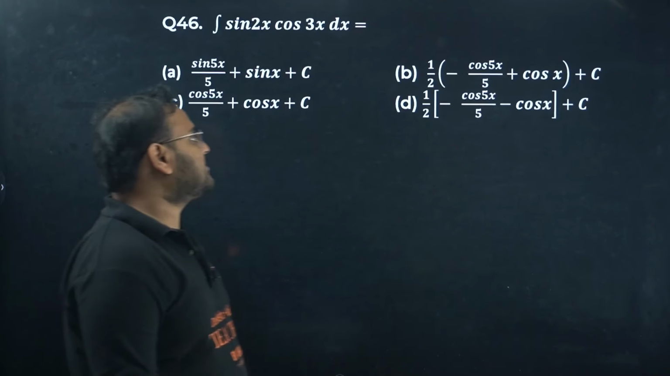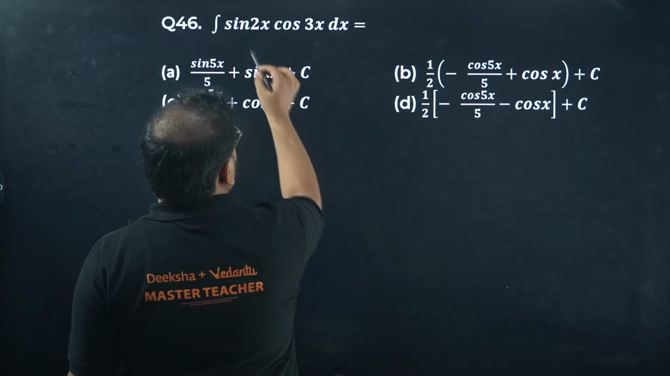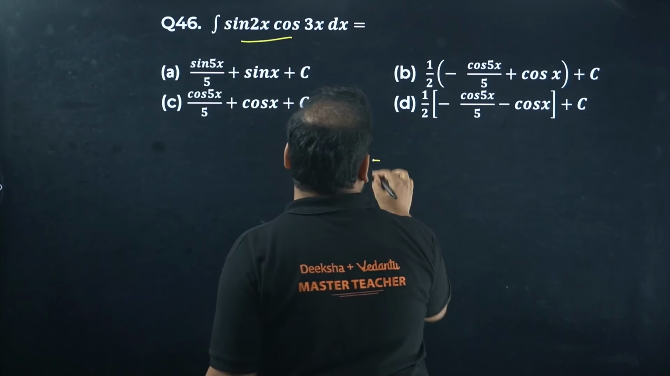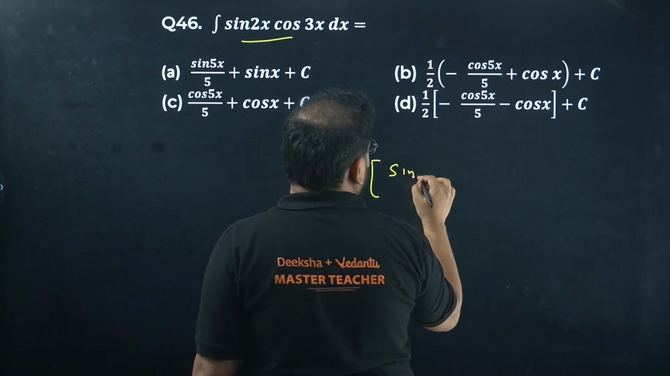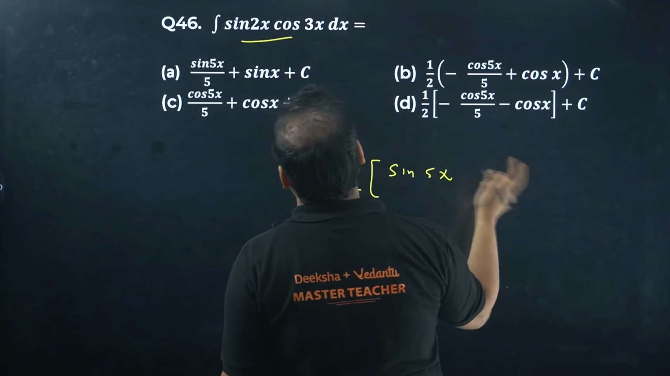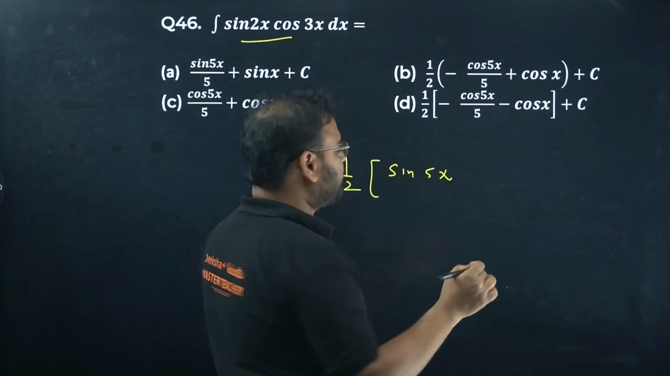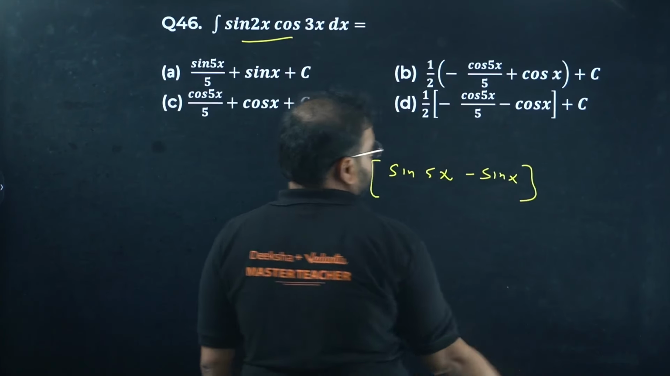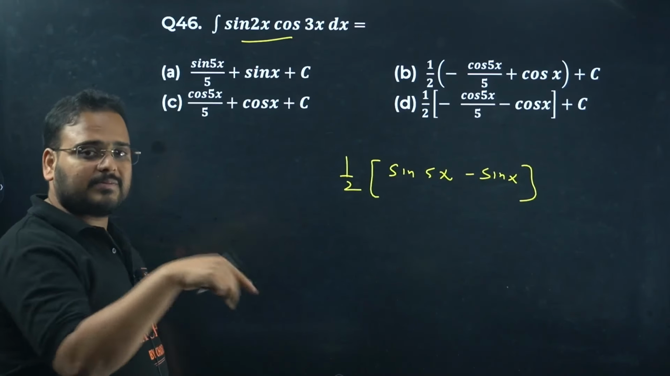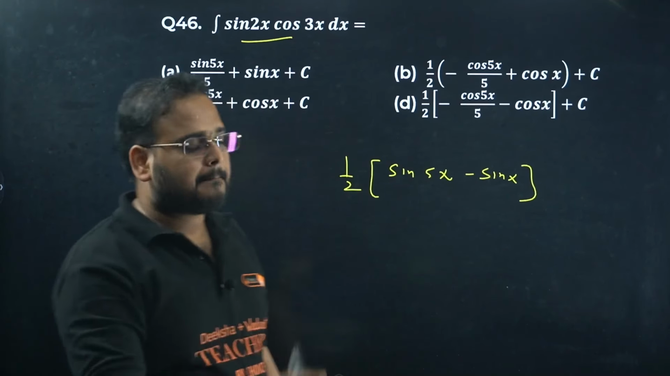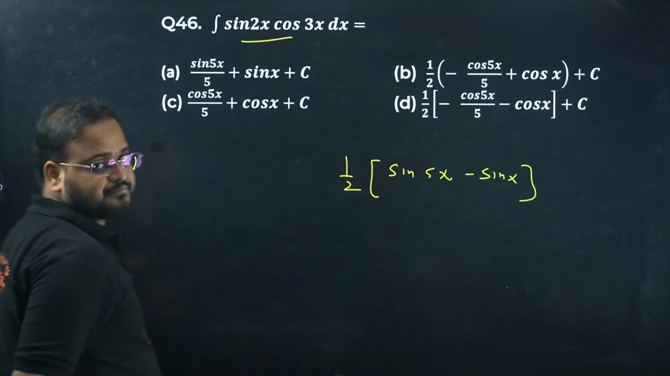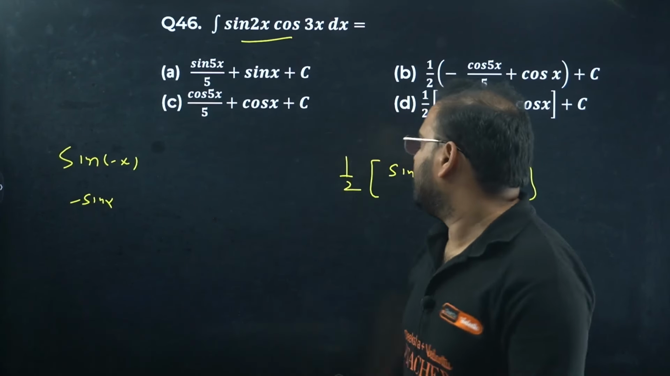46. Sin 2x cos 3x. How to solve this question? Formula is there for sin A cos B. So sine of 5x plus sine of 2x minus 3x. Sine of 2x minus 3x will become sine of minus x, which is minus sine x. Correct? Got it? Integrate this now.